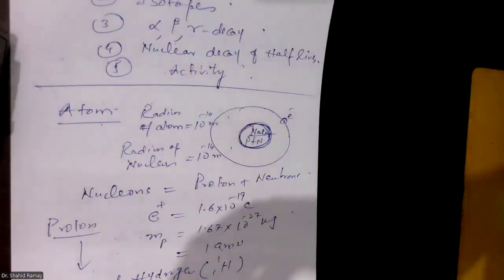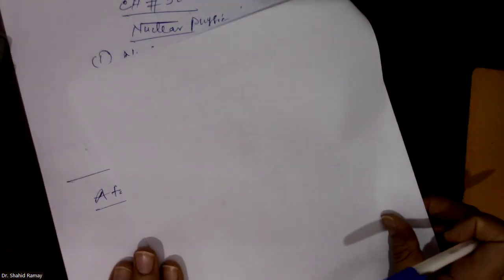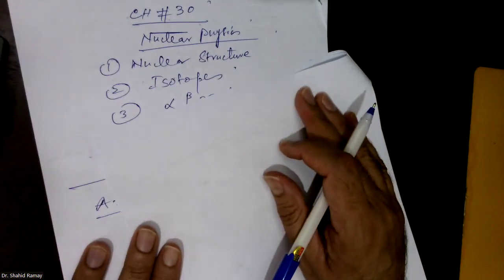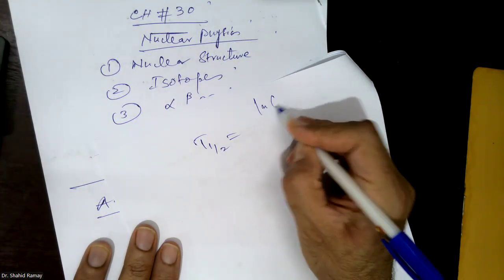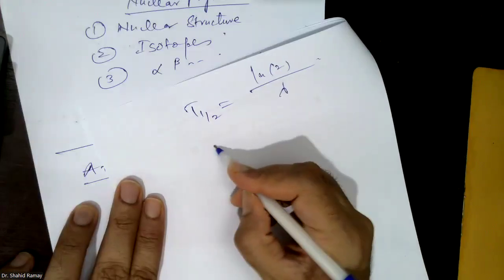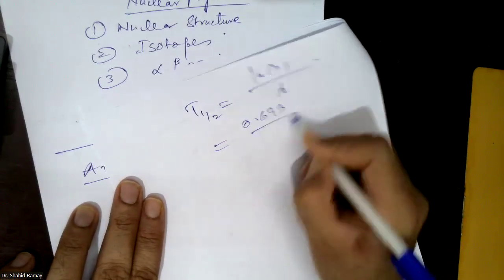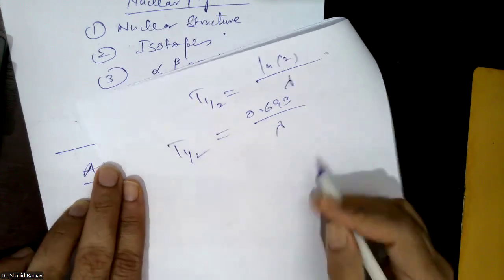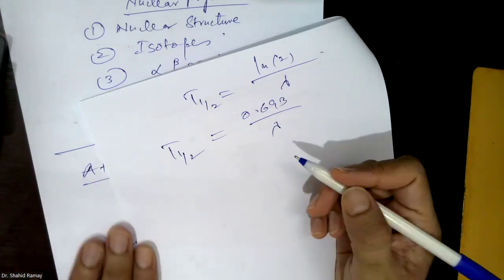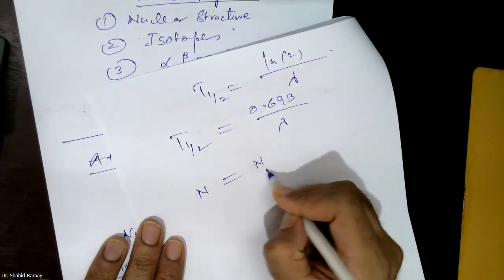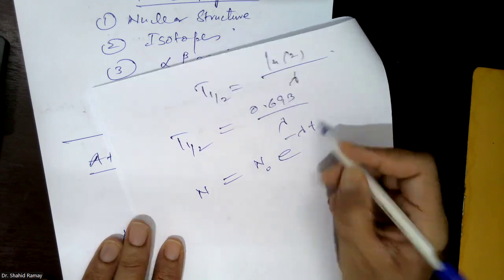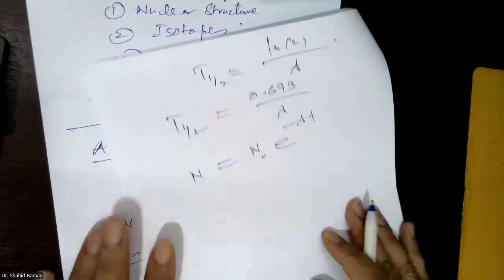I just want to discuss with you this formula. The formula which you should remember is T half is equal to log of 2 over lambda, or we can write 0.693 over lambda, or lambda is equal to 0.693 over T half. And the second formula is N equal to N naught e raised to power minus lambda t. But mostly in this case, we will not use this formula.